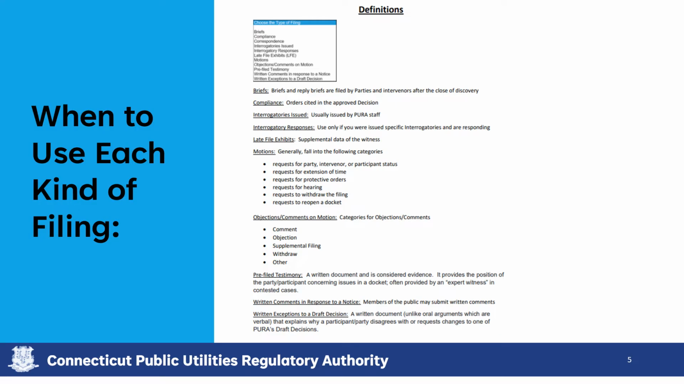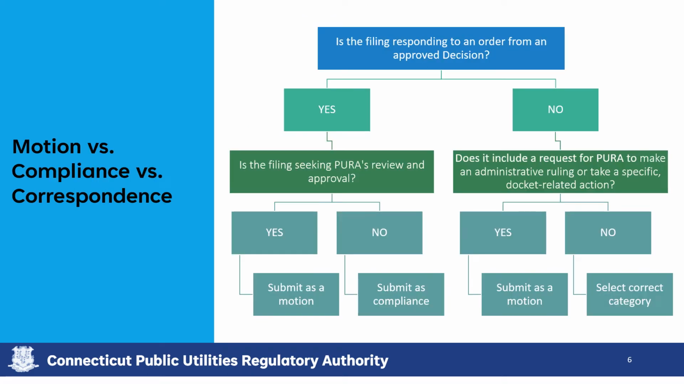You can find all of the definitions for filing categories on PURA's Make an Electronic Filing webpage, but I want to highlight some common categorization mistakes that filers make and how to avoid them. The most common error that we see is a document being submitted as something else when it should have been a motion. A motion seeks a procedural change or other request for approval from the authority.